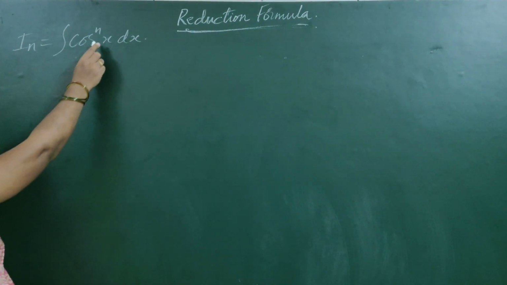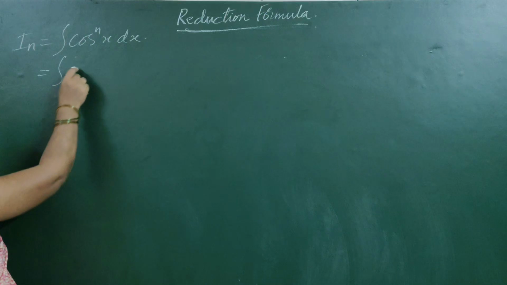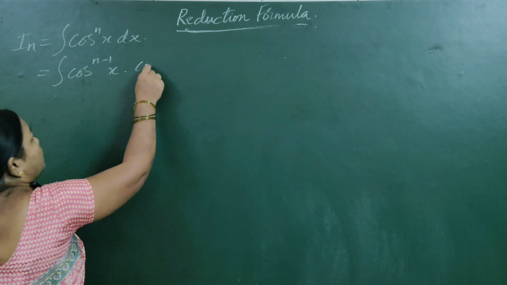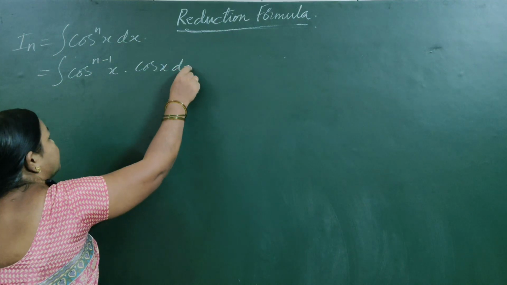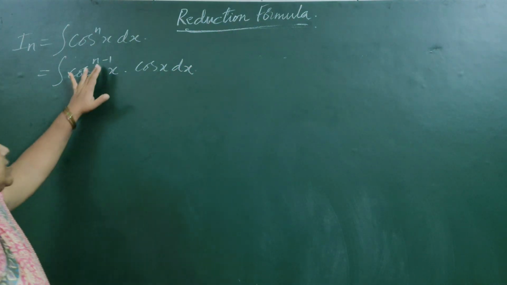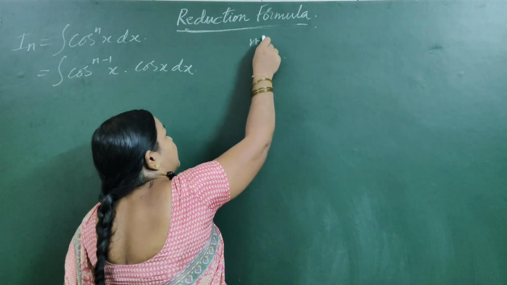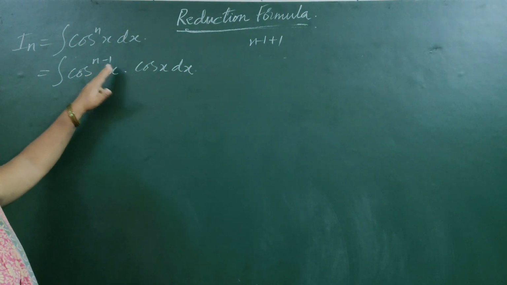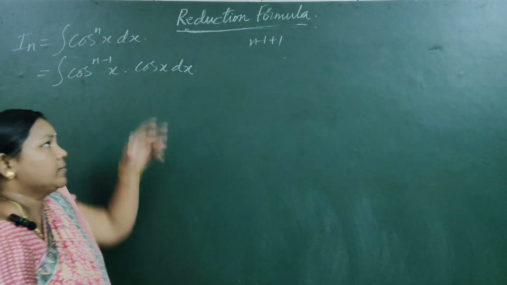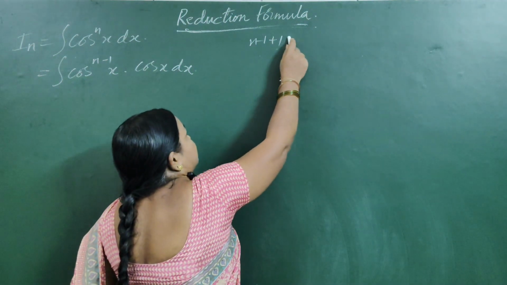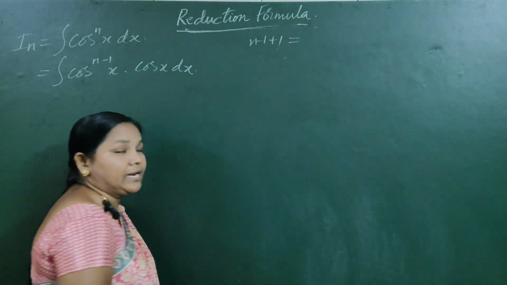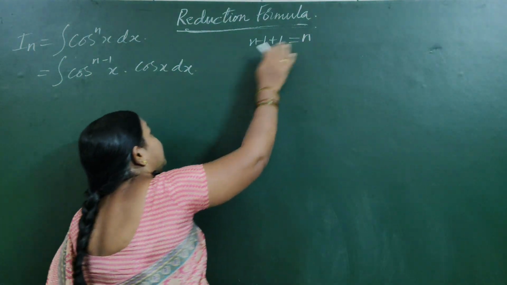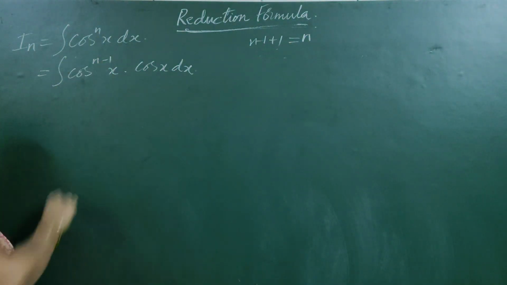That is, cos power nx can be written as cos to the power of n minus 1x into cos x dx. See here, the powers are n minus 1 and 1. Here power is n minus 1. For the second term the power is 1. When we add these two terms, minus 1 and plus 1 will get cancelled. The remaining term is n. See here, the question is also same, that is power is n.